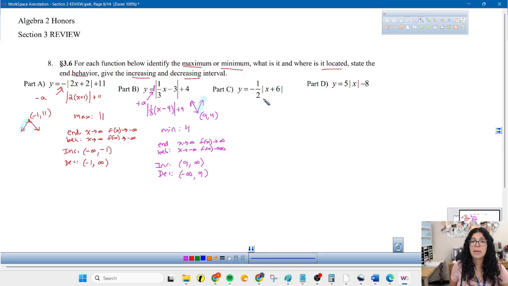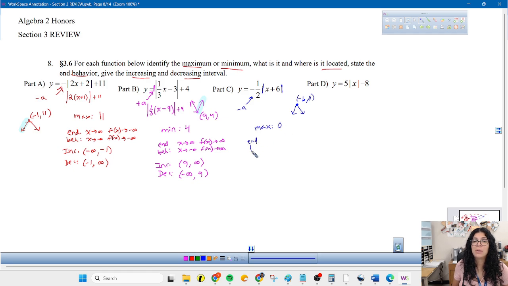Okay, for part C, notice that our A value here is a negative A value, so this will be facing down. The nice thing is inside of this absolute value, I do not have to factor out any coefficient for x, so automatically I see that the vertex is -6, 0. And I can go in and answer all my key features. So this is going to be a maximum at that y value of the vertex 0.